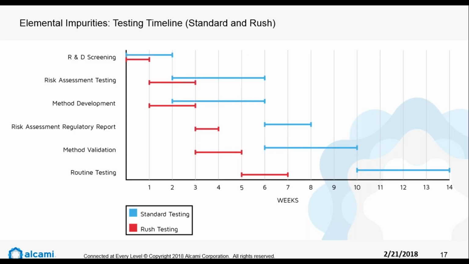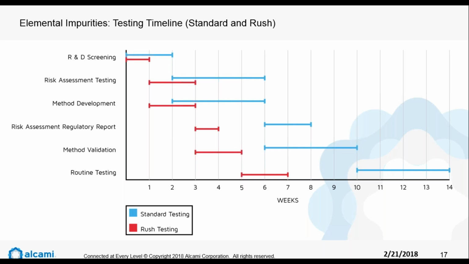So this is just a timeline, kind of breaking down all of the testing that I've just talked about. The bars in the blue are the Alcami standard turnaround time. So we've put this in the order of how it would happen. Now, again, the R&D screening is not required. It's something that we recommend if you don't have a lot of data or historical information on your raw materials or your drug product, but it's certainly not required. So if you wanted to skip that, this would obviously start a week or 2 weeks earlier, depending on whether or not you wanted standard or rush testing.